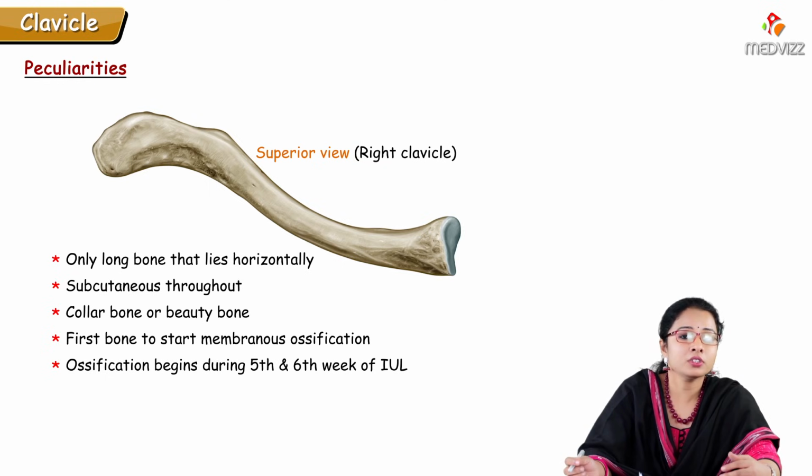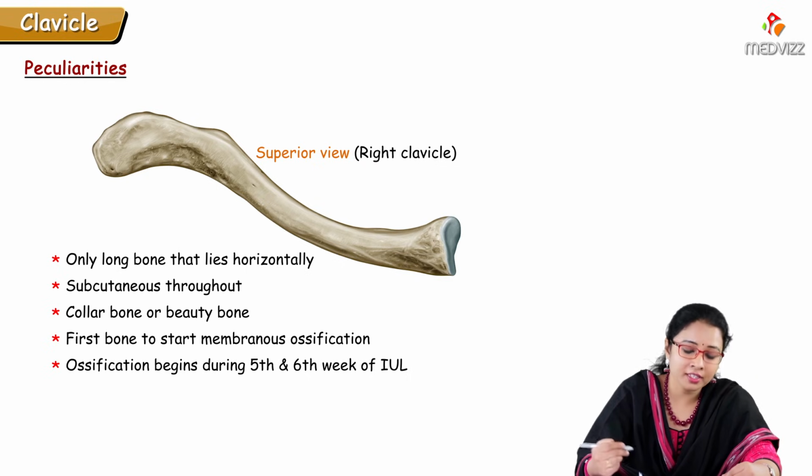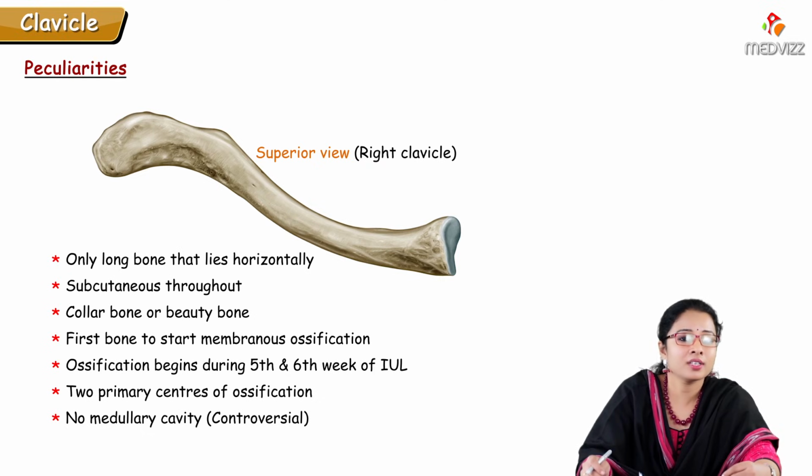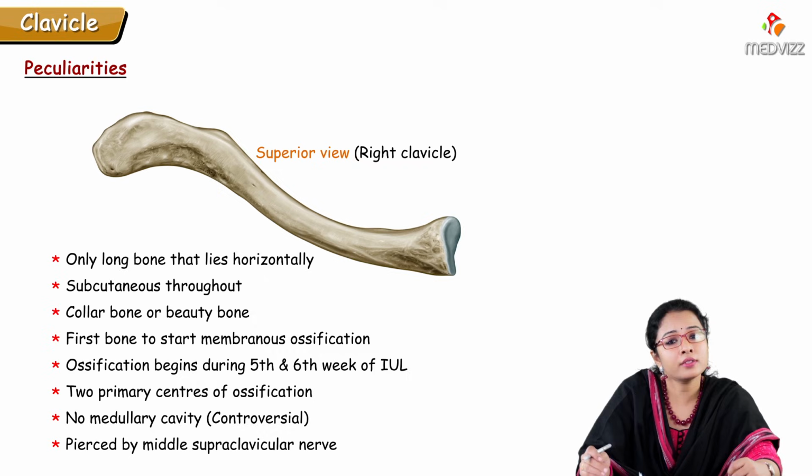Usually in all the long bones in our body, the shaft has only a single primary center, but for the clavicle there are two primary centers of ossification. It is generally said to have no medullary cavity. So it is a controversial thing. Some say it has a medullary cavity and some anatomists say it does not have any medullary cavity. It is occasionally pierced by the middle supraclavicular nerves, which are subcutaneous nerves getting origin in the posterior triangle of the neck.